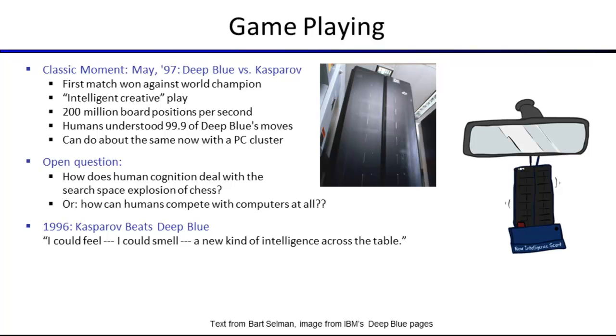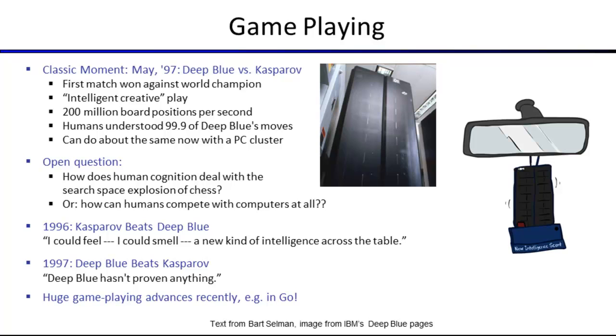Now, not too much later, Deep Blue beats Kasparov. In the interview after that match, what Kasparov said was, Deep Blue hasn't proven anything. This probably says more about humans than it says about computers. Recently, there's been a lot of advances in Go. Go, at that time, used to be the thing that was completely out of reach of computers, too difficult to solve, but there's been a lot of advances, and that's where people who work in game playing AI, a lot of them work in Go, and a lot of them also have started looking at things like StarCraft.